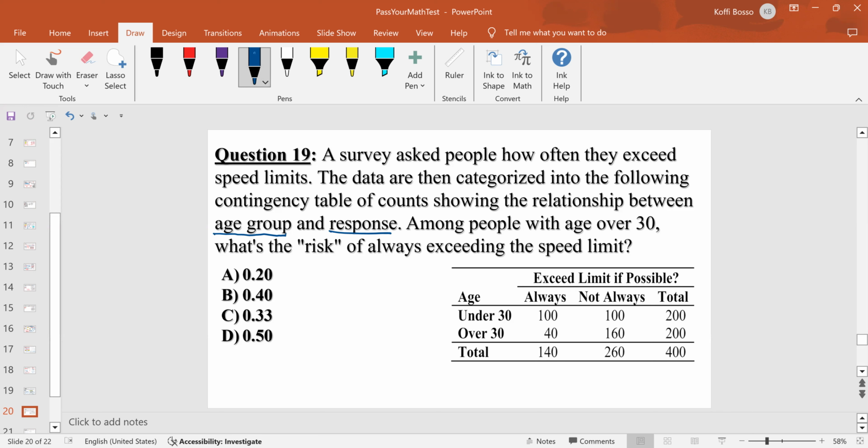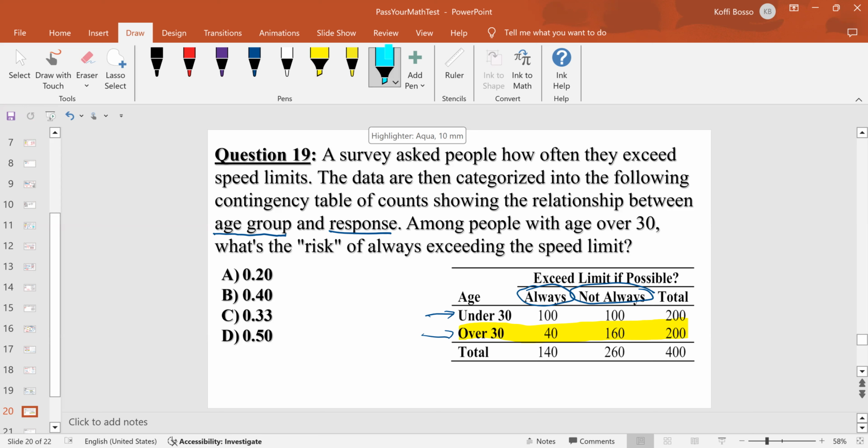So age group here we have under 30, over 30. Now for response we have always, and not always. So that's the way you have to understand the table. We continue. Among people with age over 30, they limit you, they focus on over 30. That means we will not use under 30, but over 30. What is the risk of always exceeding the speed limit?